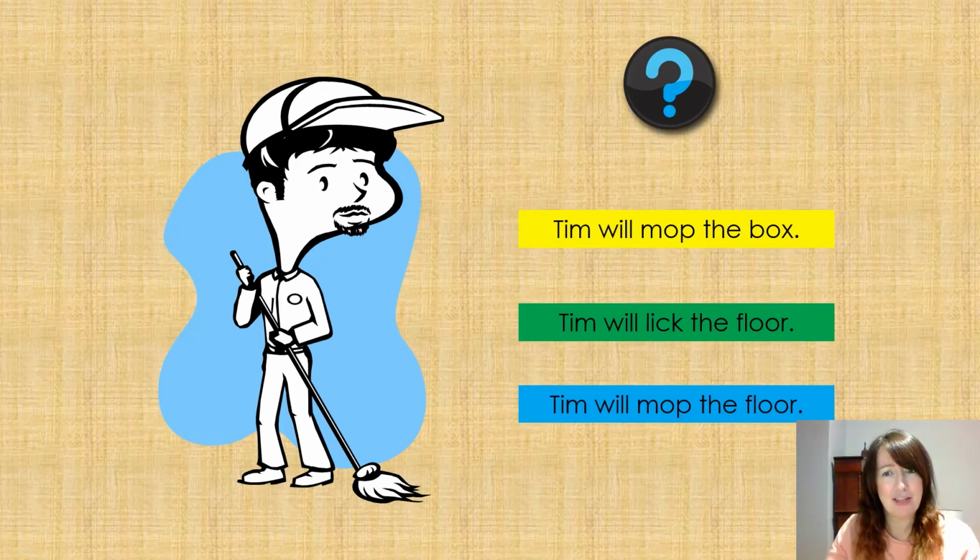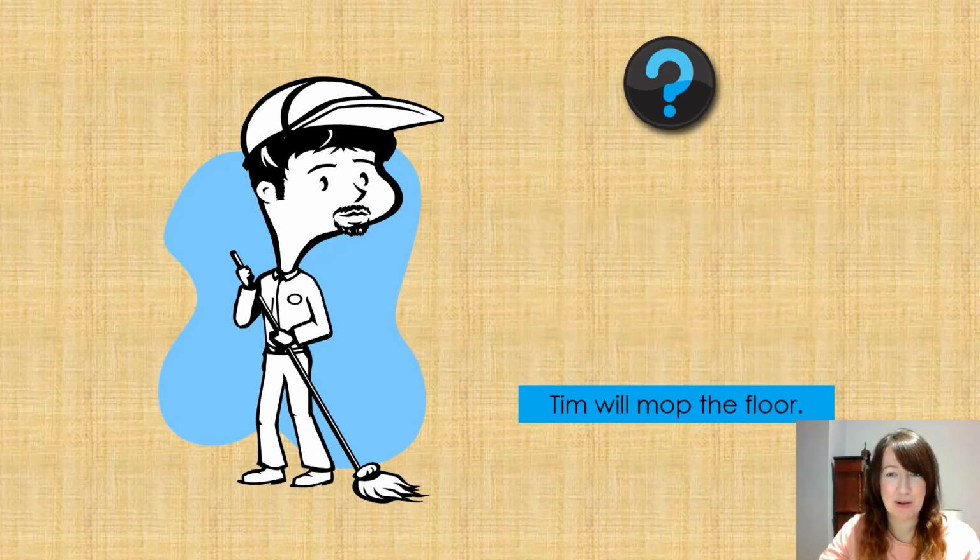But Tim, the green one said, Tim will lick the floor. Do you think that will happen? Tim will mop the box. Tim will mop the floor. Which one do you think it is? Yellow, green or blue? Well done. It was a blue one. Tim will mop the floor.